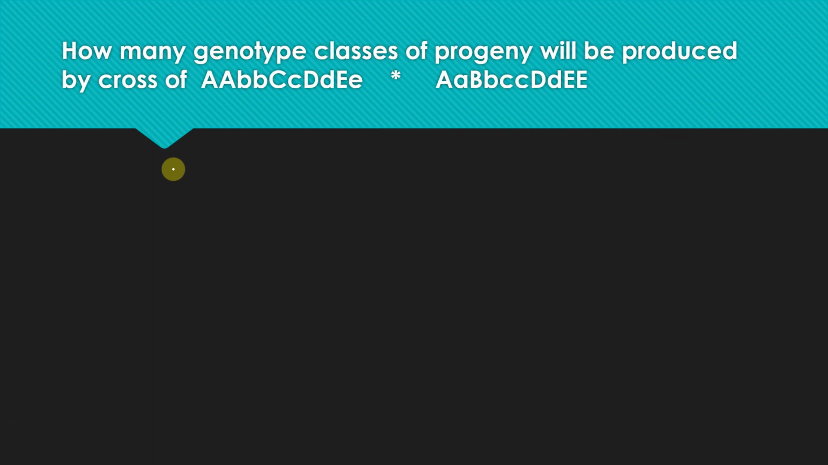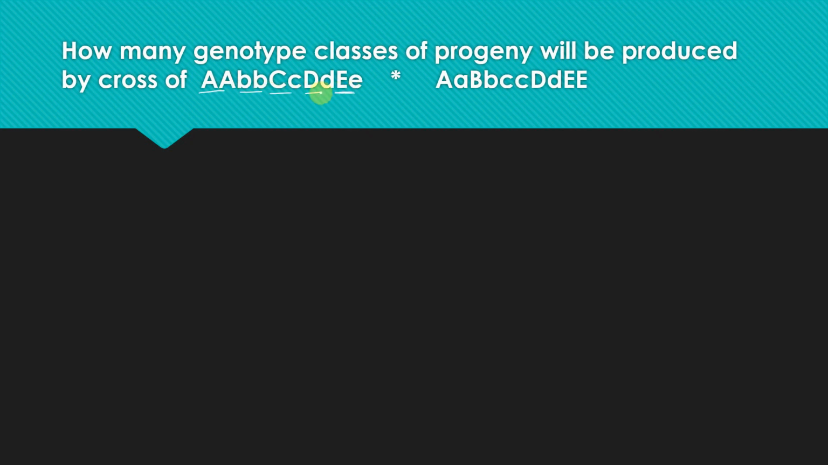Now the trick is that first of all, you don't need to find out the possible gamete combinations, and then draw a Punnett square, and then find out the number of progeny. Not at all. You don't need to do all these things. There is a very simple basic trick for this, and all you need to do is look at these particular genotypes.